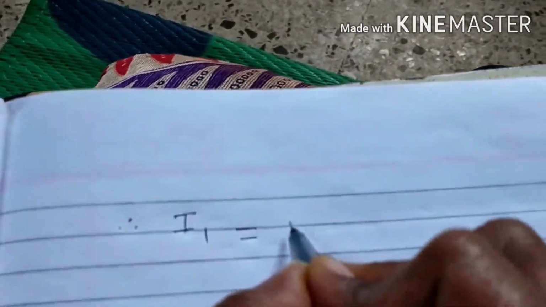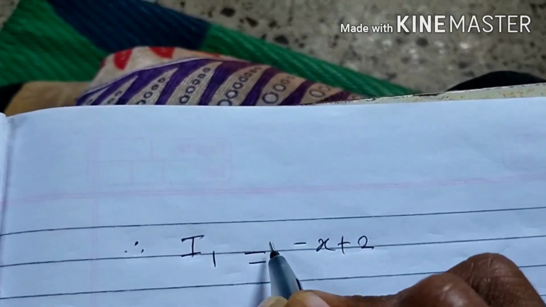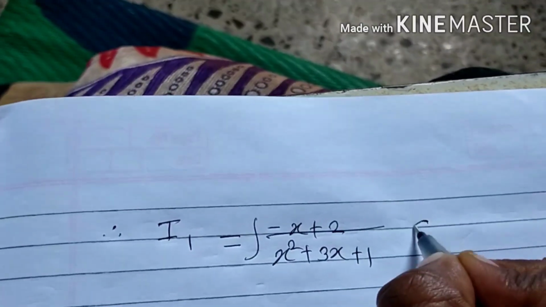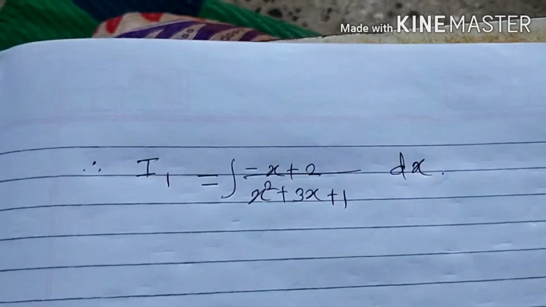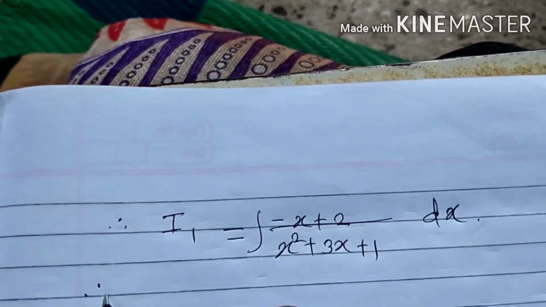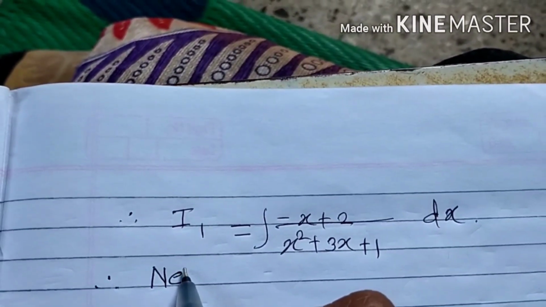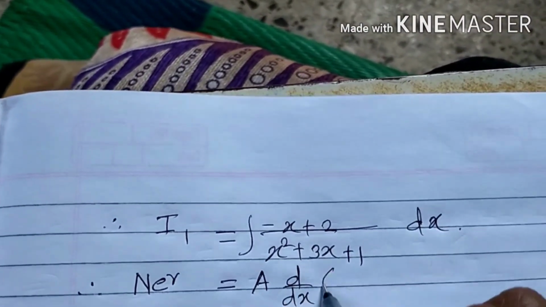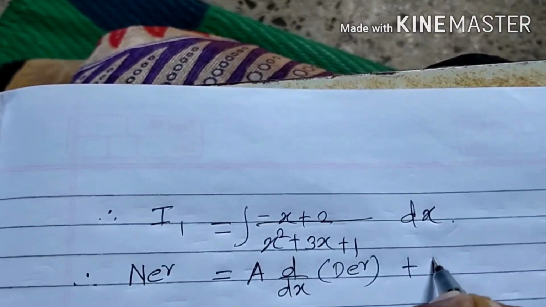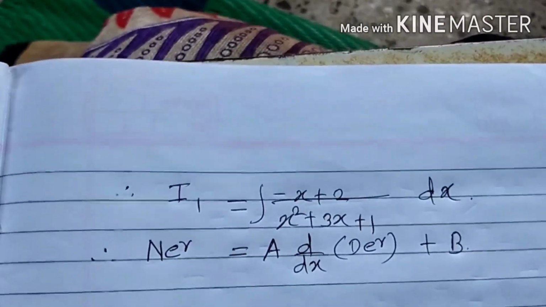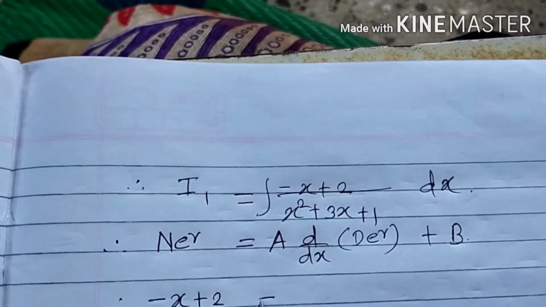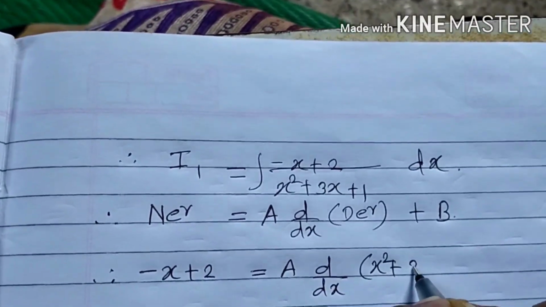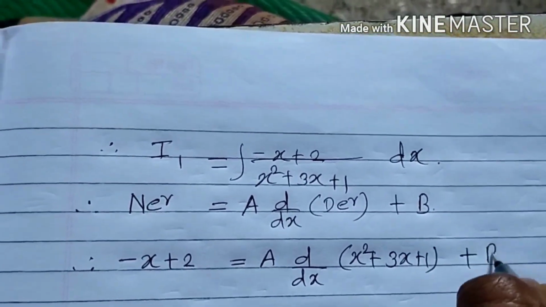Therefore I1 is equal to the integration of minus x plus 2 upon x square plus 3x plus 1 dx. So we know that the numerator is equal to a into the derivative of the denominator plus b. Using this rule, the numerator minus x plus 2 is equal to a into d by dx of the denominator x square plus 3x plus 1, plus b.